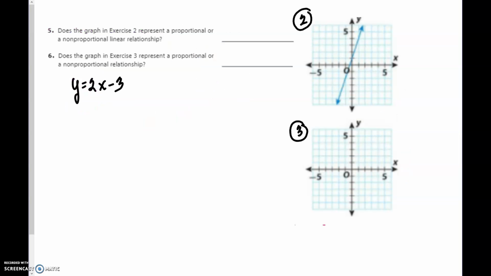All right, number 5, it wants us to refer back and look at that exercise at number 2. Is that proportional or not? Well, if you look at it, it's going through this point right here, number 1. So this is not proportional. Why? Not going through the origin.